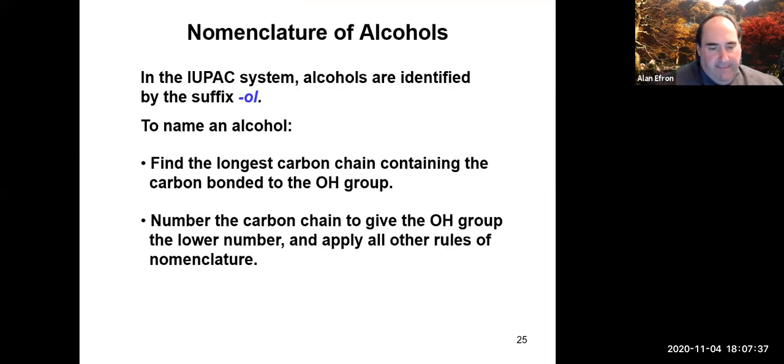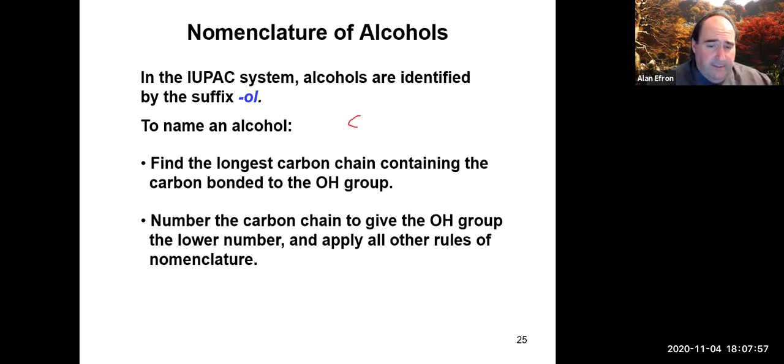So let's talk about naming. When we name alcohols, we essentially drop the last part of the alkane name, and we put the -ol. When we name an alcohol, it is the OH group that takes the priority in terms of the numbering. So we really follow the same sort of rules as we've seen before.